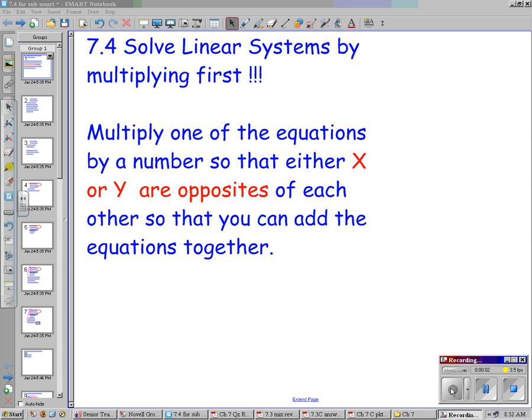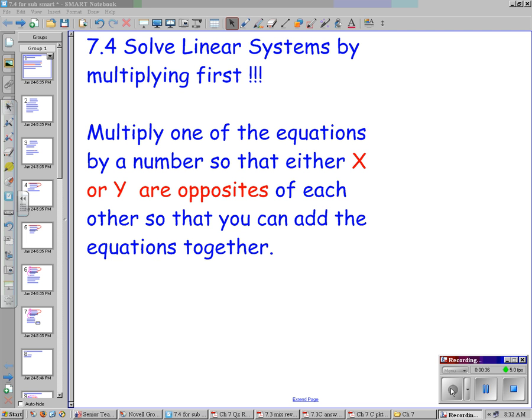We're going to do section 7.4 today, which is solving linear systems by multiplying first. We're still doing linear combination. We're still doing the elimination method. But we have to do some multiplication in order to make everything work for ourselves. So the deal is today you're going to have to multiply one of the equations by a number so that either x or y are opposites of each other, and then you can add the two equations together.